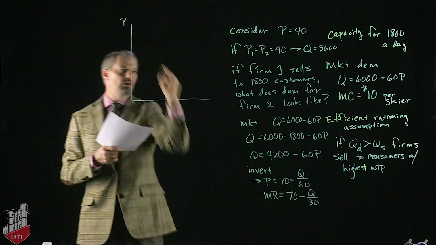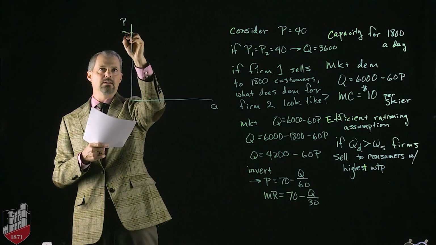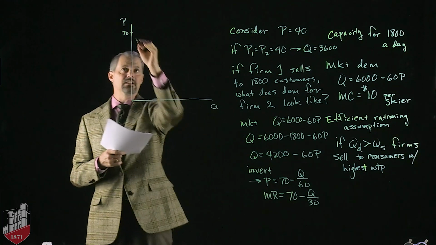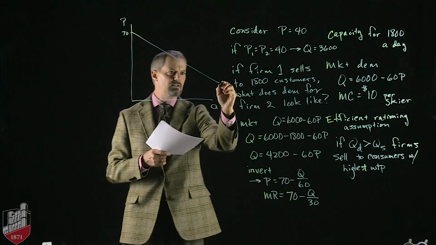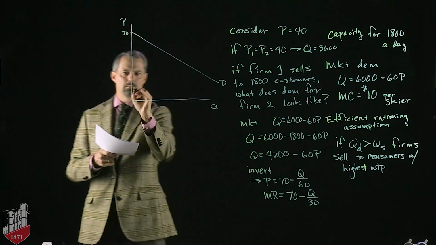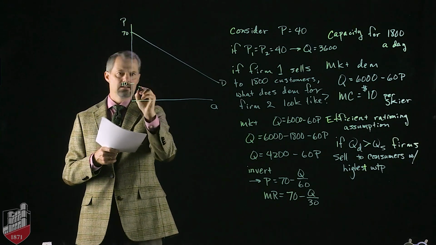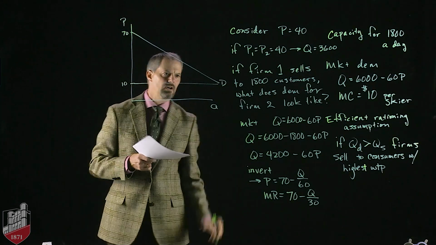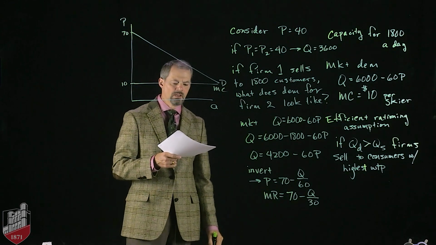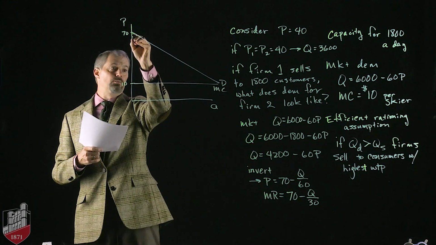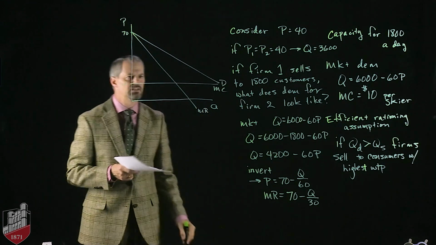So if we were to draw this demand curve, it would be right up here, intercept of 70. It's going to come down like that. There's our demand curve. We've got a marginal cost curve here at 10. So it comes across here. There's marginal cost. We've got our marginal revenue curve that looks like that. Same intercept and twice the slope.